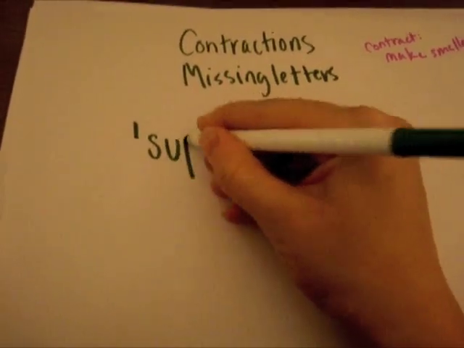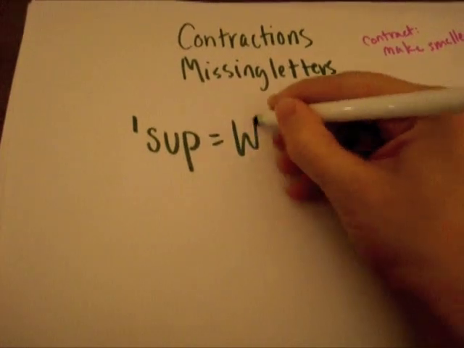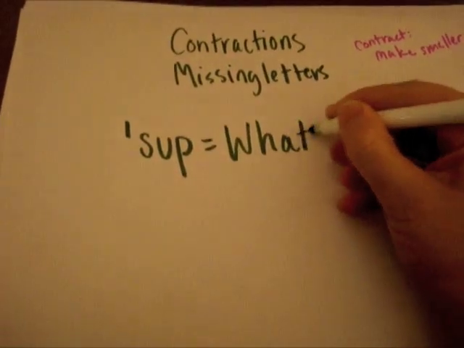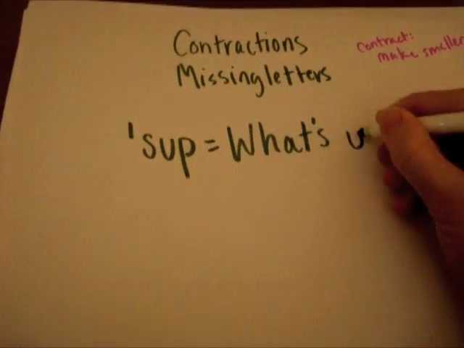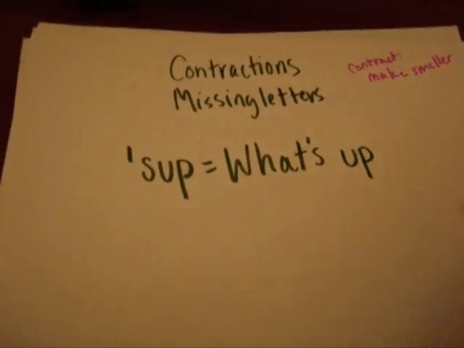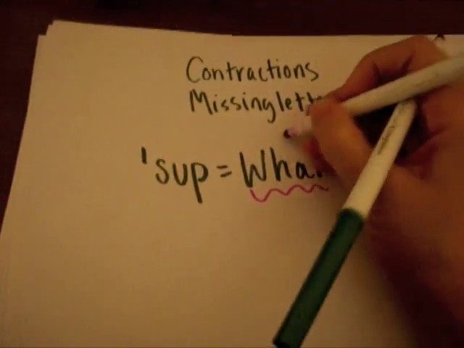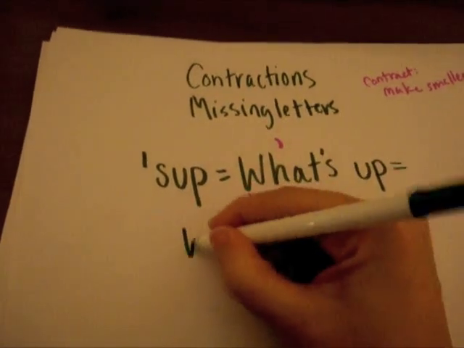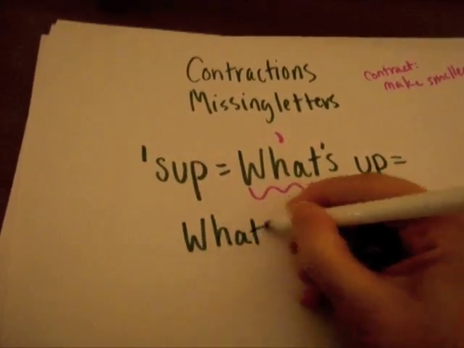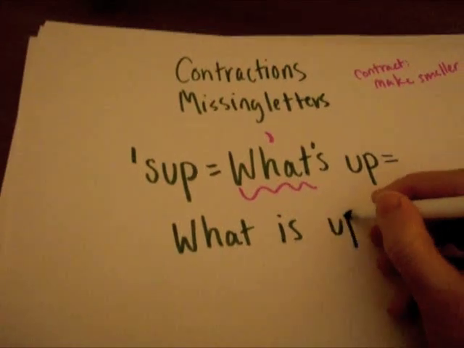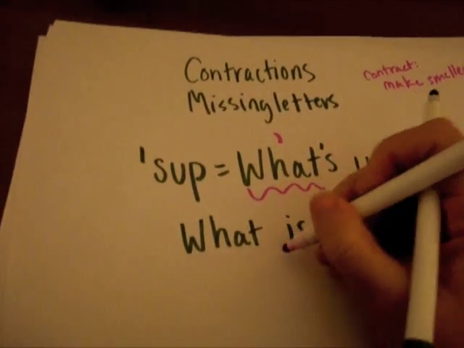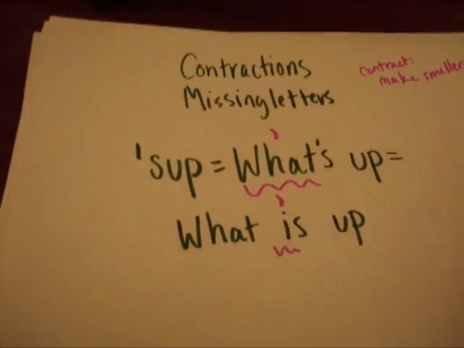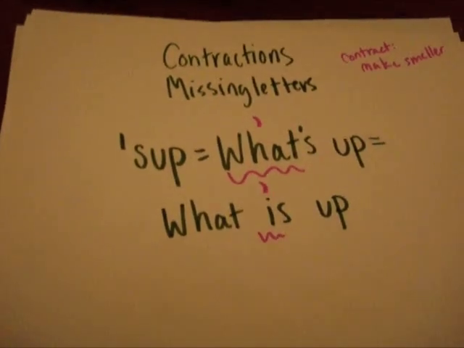Let's take an example. Many of you write sup. Well, that's shortened from what's up, with the apostrophe then representing the W-H-A-T. That what's up is shortened for what is up, with the apostrophe representing the I. Each time the apostrophe replaces missing letters.